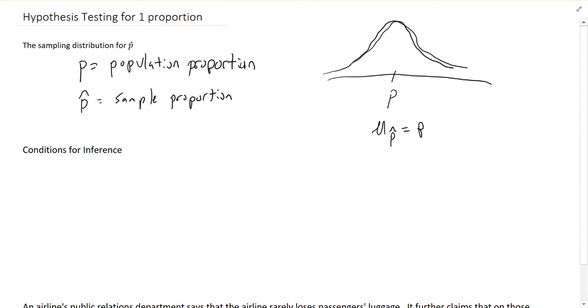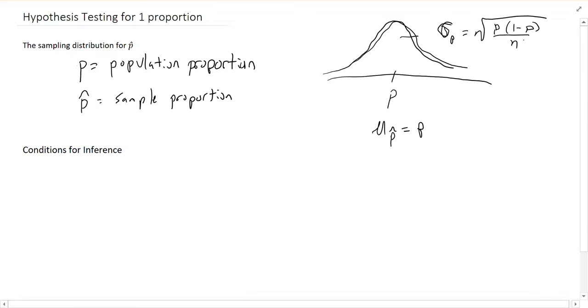And of course, besides the shape and the mean, the center of that distribution, we also want to know what the standard deviation is. The standard deviation turns out to be the square root of p times 1 minus p, all over n, if we're trying to find the standard deviation of the sampling distribution. The square root of p times 1 minus p over n is a good approximation of the standard deviation. But I did say that this happens if the sample size is large enough.